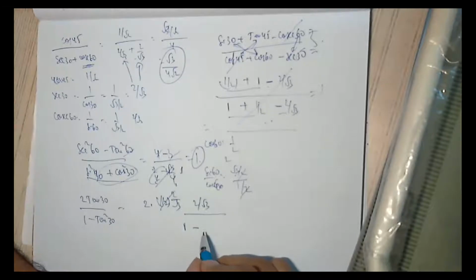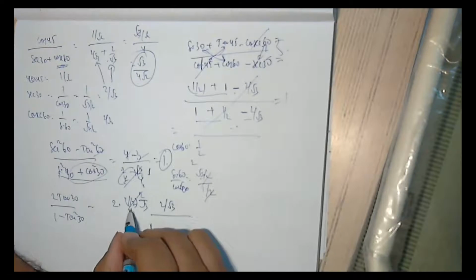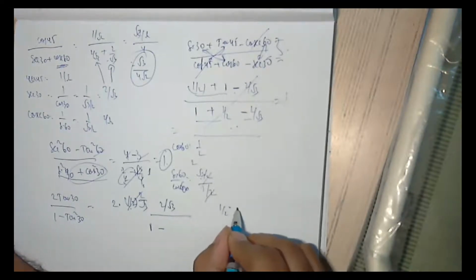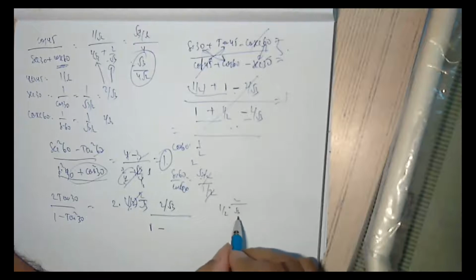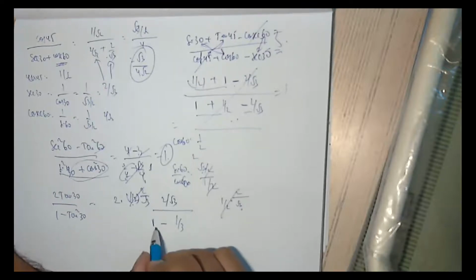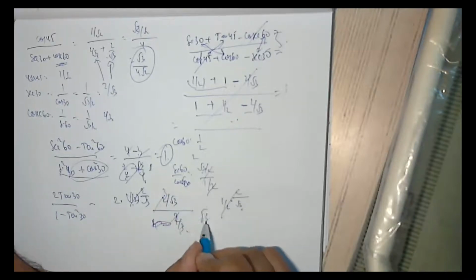What is tan square 30? Tan 30 is sin 30 divided by cos 30, which is 1 by root 3. Tan square 30 is 1 by 3. So 1 minus 1 by 3 is 3 minus 1, 2 by 3. So 2 gets cancelled, 3 comes out. The answer is root 3.